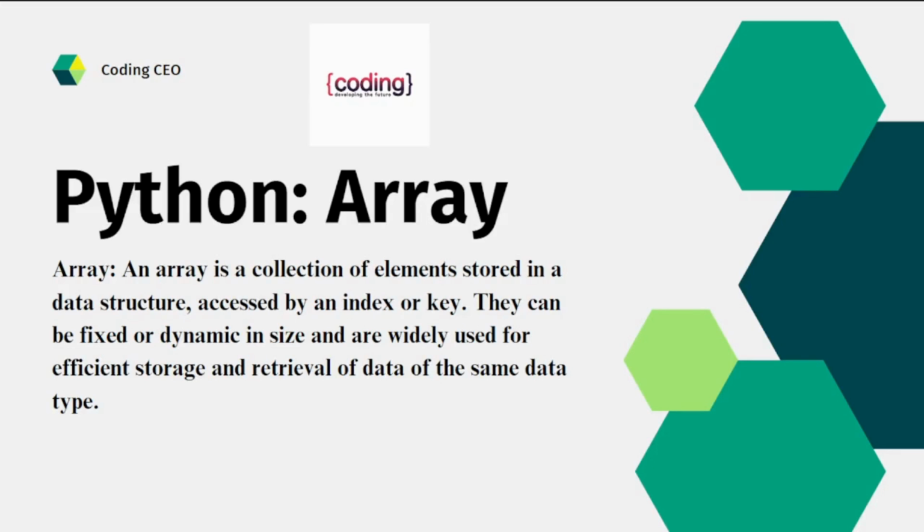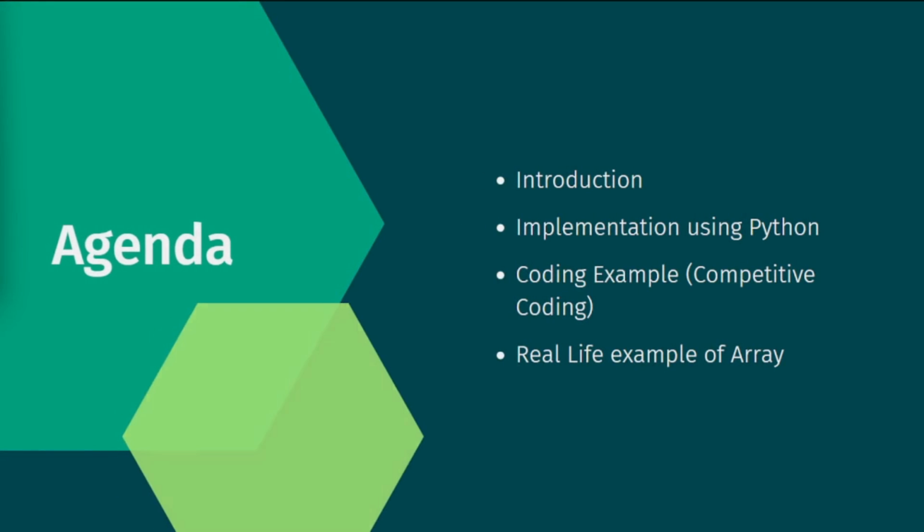An array basically is a collection of elements stored in a data structure accessed by an index or key. They can be fixed or dynamic in size and are widely used for efficient storage and retrieval of data of the same data type. In this video, we will be discussing the basics of the array, how they work, and how to implement them using Python.